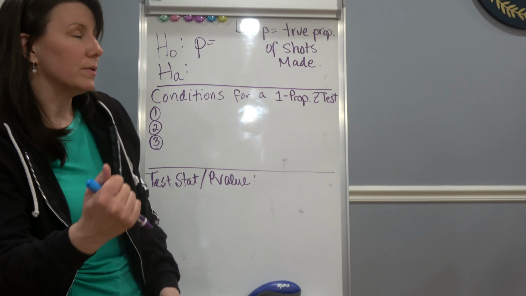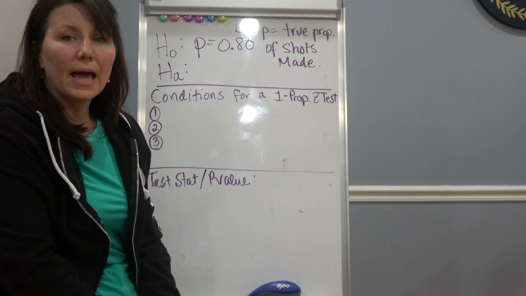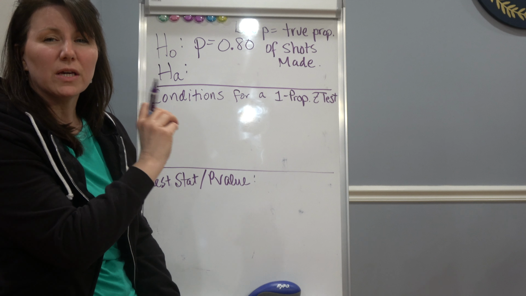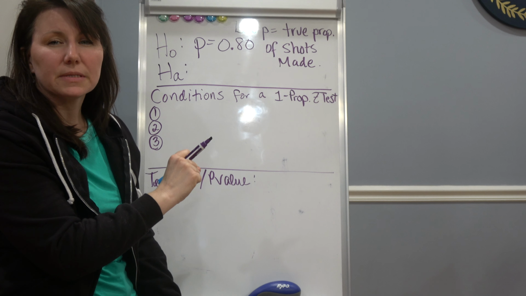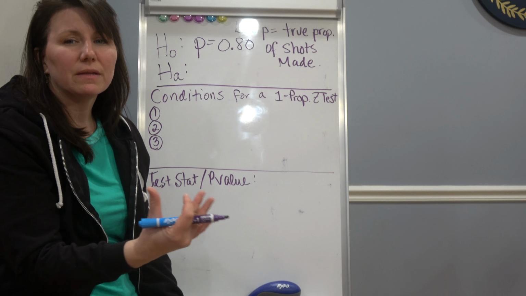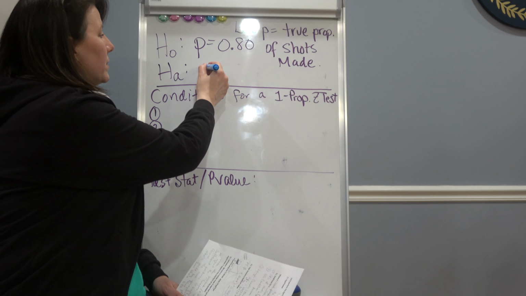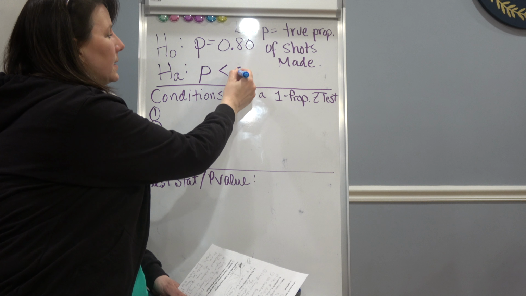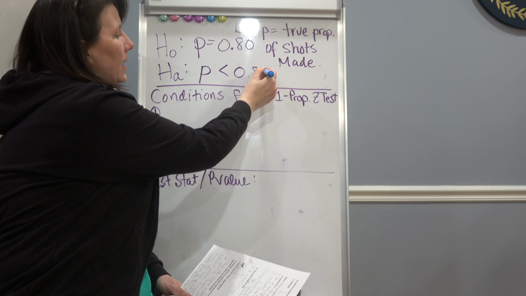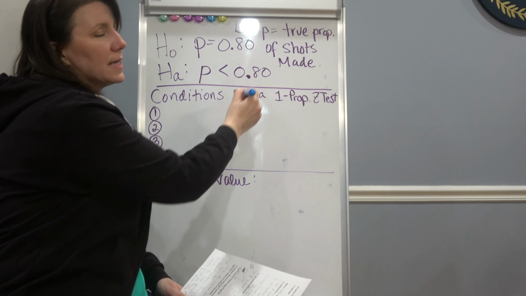So in this particular problem, he claimed that he shot 80% from the free throw line. And you always have equality in the null hypothesis. If we're trying to prove that he was exaggerating, we think that it's really below that value. So the alternative is going to be an inequality: a less than, a greater than, or in some cases a not equal to if it's a two-tailed test.